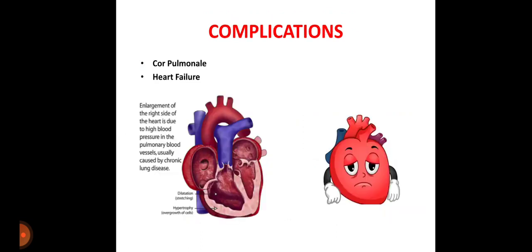Finally, we are going to discuss the complications of chronic bronchitis. Cor pulmonale: cor is heart, pulmonale is lungs. Due to the high blood pressure in the pulmonary blood vessels caused by chronic lung disease, there is enlargement of the right side of the heart. If it progresses, it can even cause heart failure.